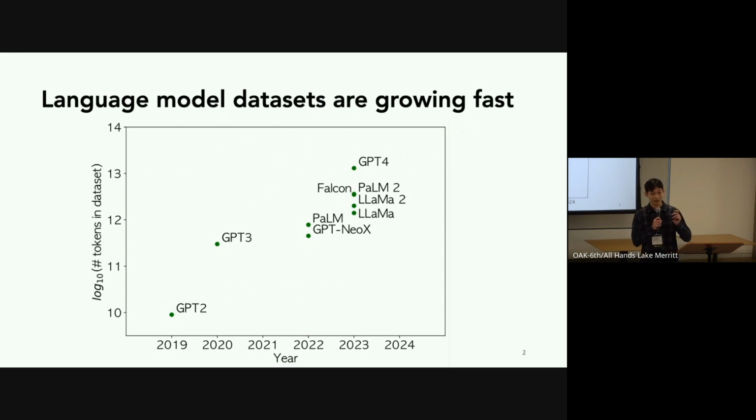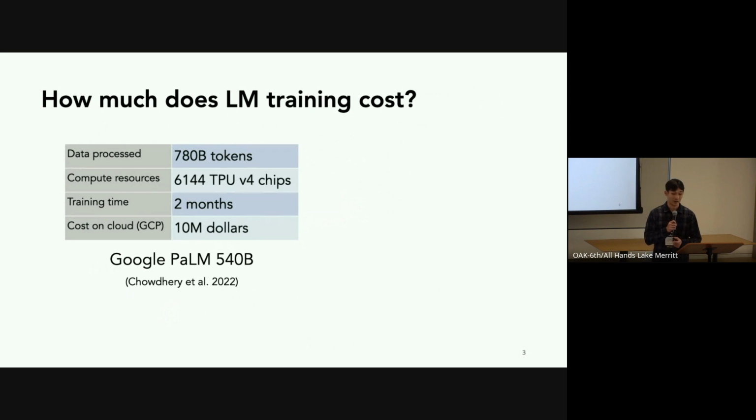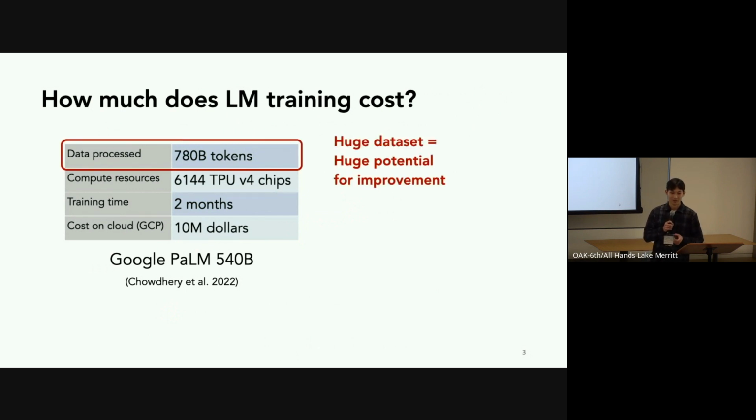If we zoom into one of the models here, PaLM, which is sort of outdated, PaLM is a 540 billion parameter model. It's trained on about 800 billion tokens on 6,000 TPUs for 2 months. As a rough estimate, it costs Google about $10 million in GCP opportunity cost. They could have been serving it to customers. So what we're really focused on here is that it's trained on a huge data set and it's getting bigger.